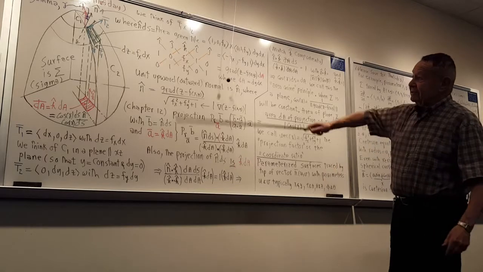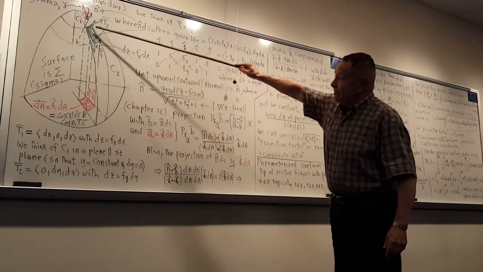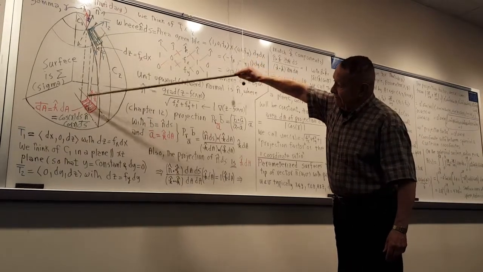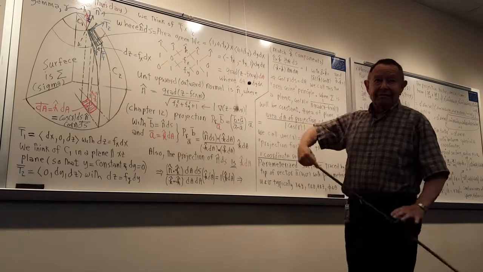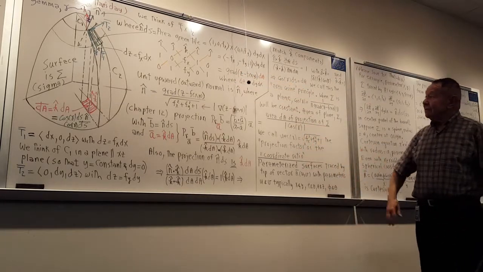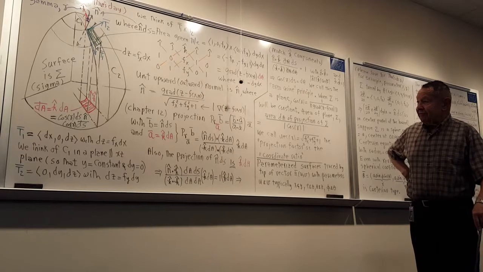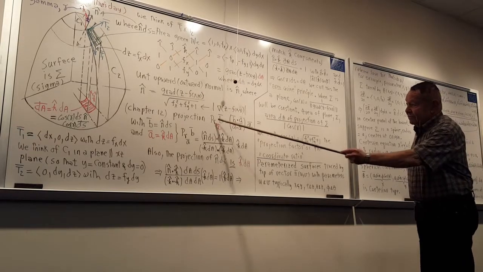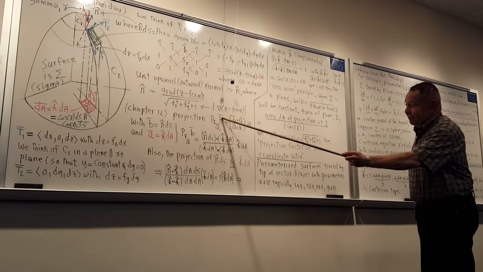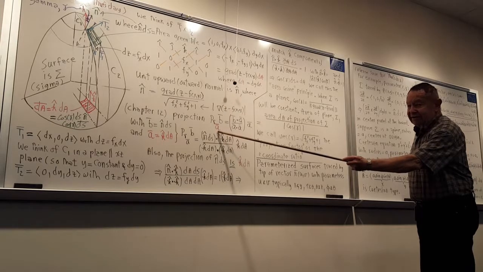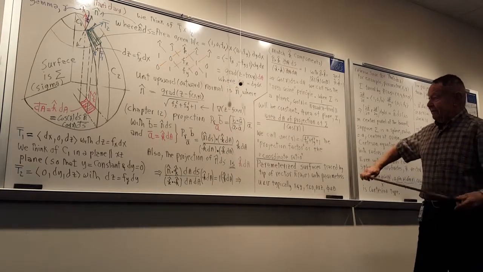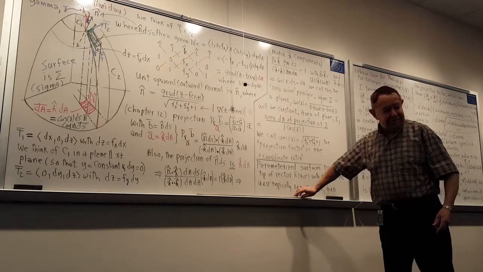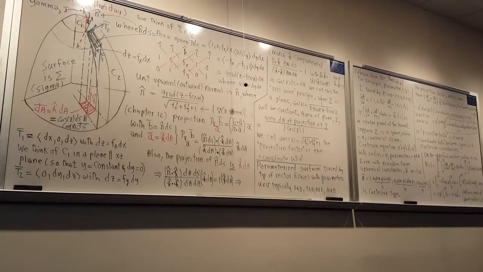So what does this have to do with connecting this area to its projection? Well, that goes back to chapter 12 and the projection of one vector B on another vector A. And so we'll pursue that in just a second.